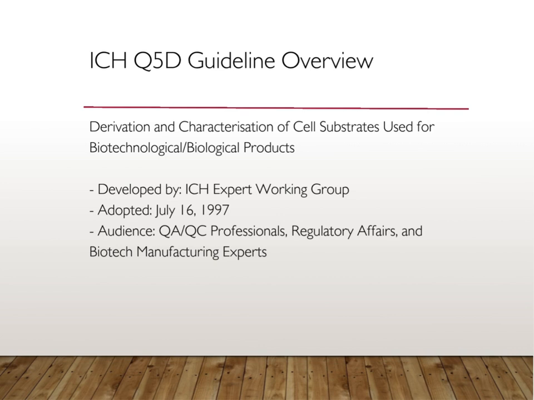Hello, everyone. Today, we're going to explore the ICH Q5D Guideline, the international standard for the derivation and characterization of cell substrates used in biotechnology and biological product manufacturing. This document was developed by the International Conference on Harmonization, ICH, and officially adopted in 1997 by the regulatory authorities of the US, Japan, and the EU.